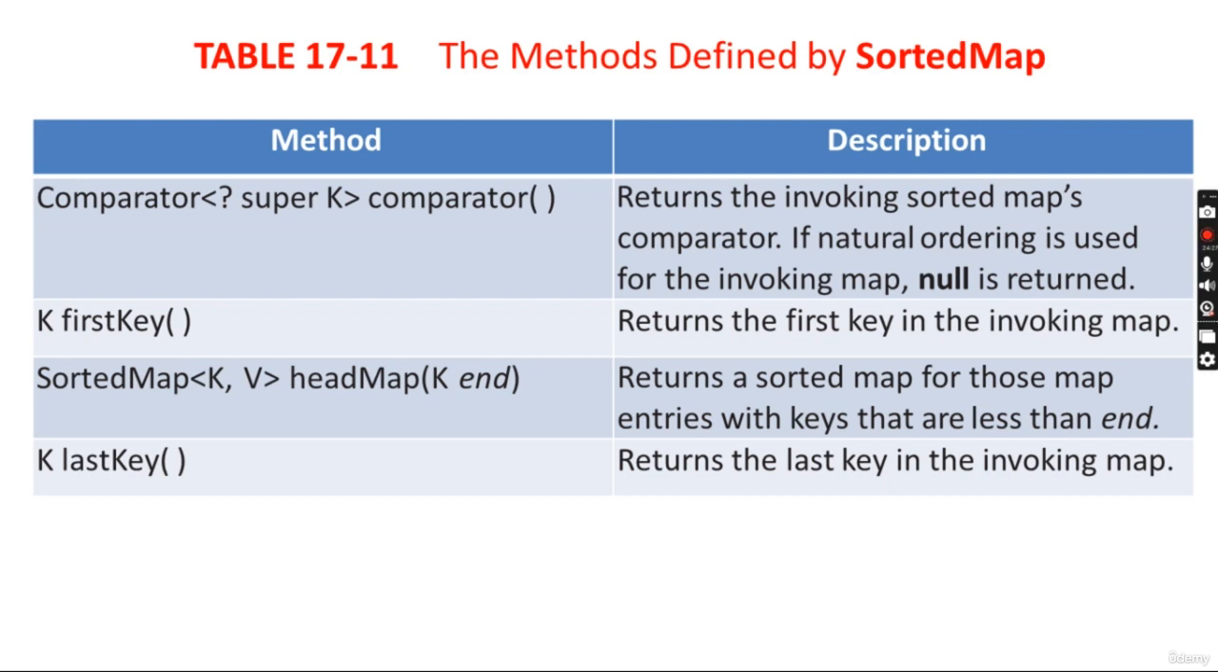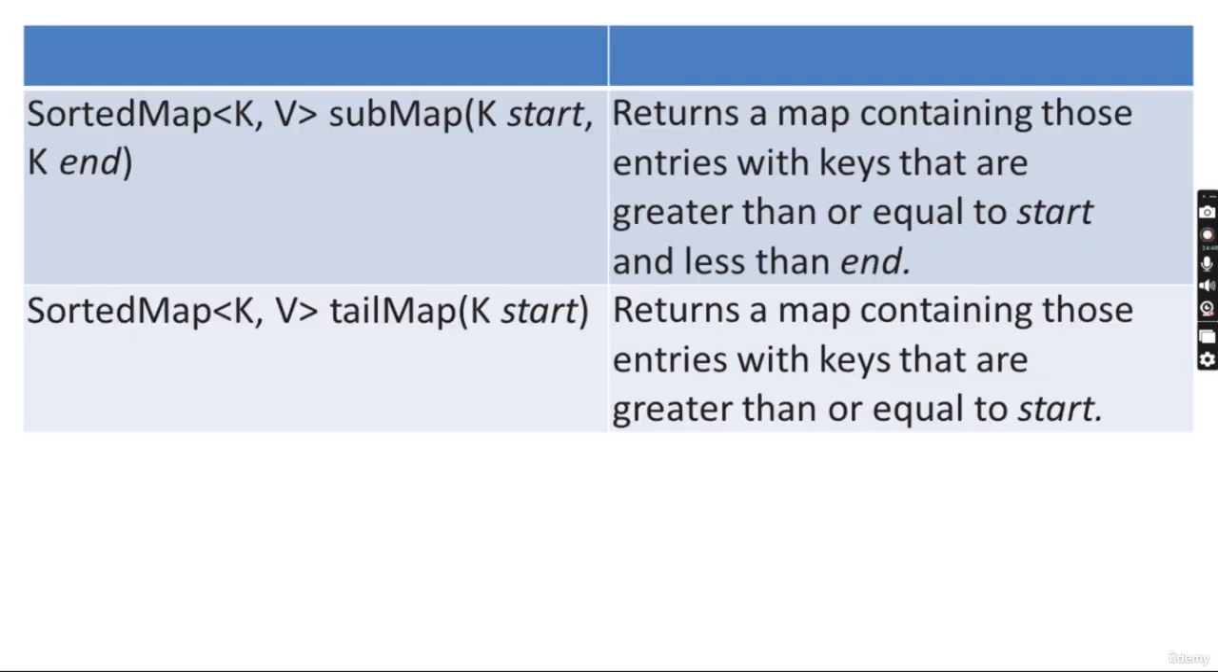Comparator<? super K> comparator() returns the invoking sorted map's comparator. If natural ordering is used for the invoking map, null is returned. K firstKey() returns the first key in the invoking map. SortedMap<K, V> headMap(K end) returns a sorted map for those map entries with keys that are less than end. K lastKey() returns the last key in the invoking map. SortedMap<K, V> subMap(K start, K end) returns a map containing those entries with keys that are greater than or equal to start and less than end.